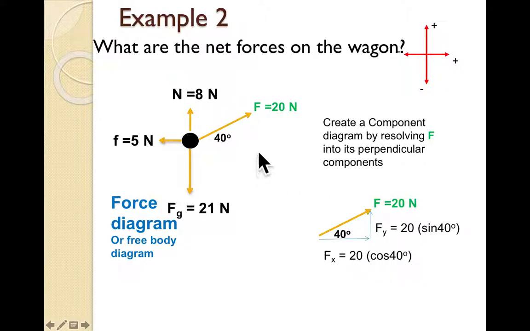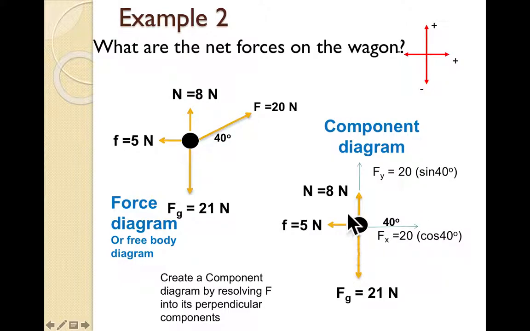So in the next step, we're going to take this force diagram and change it into a component diagram. We know now what we want those components to be because we went through this step right here. So here's what our component diagram will look like. Notice we took out this 20 Newton vector and we replaced it with these two vectors that are in blue.